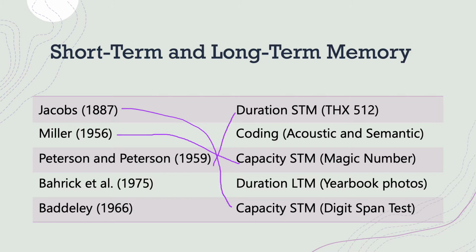Then we have Bahrick et al., who did the duration of long-term memory, and they did this using yearbook photos, and obviously they found that those who had graduated within 15 years remembered a lot more than those who had graduated within 45 years. And then we have Baddeley, who looked at coding. So he found that some short-term memory was encoded acoustically and long-term memory was encoded semantically.